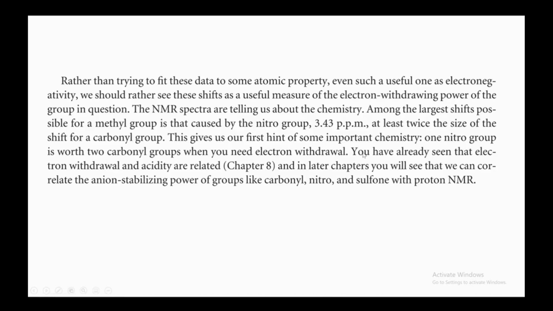You have already seen that electron withdrawal and acidity are related, and in later chapters you will see that we can correlate the anion stabilizing power of groups like carbonyl, nitro, and sulfone with proton NMR.